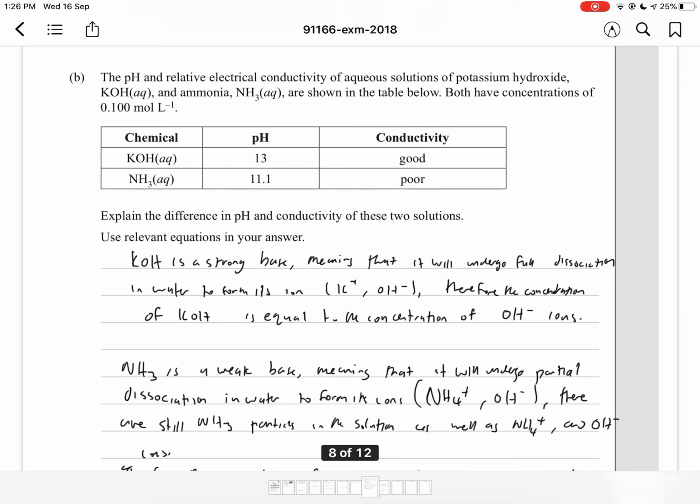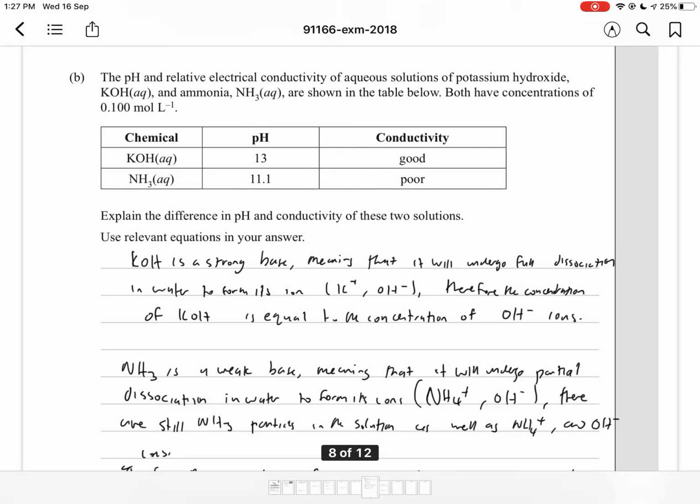For the difference in pH, okay, so basically, I don't really have enough space to write about the pH, but in this case, the main points you need to talk about is that KOH undergoes full dissociation to its ions. Therefore, there's going to be a higher concentration of OH minus ions produced rather than NH3. Because water is initially neutral, we have equal amount of hydronium and hydroxide ions. Because there's more OH minus ions produced when the KOH dissociates, therefore there's going to be a bigger difference between the concentration of OH minus ions and hydronium ions. Therefore, the pH is going to be bigger.